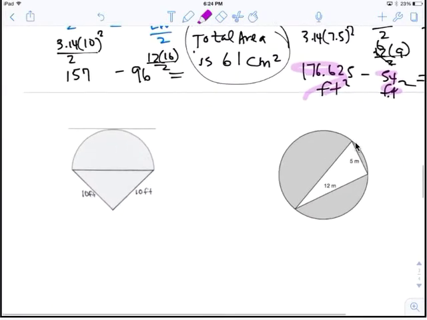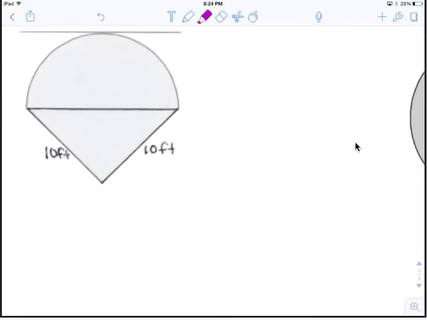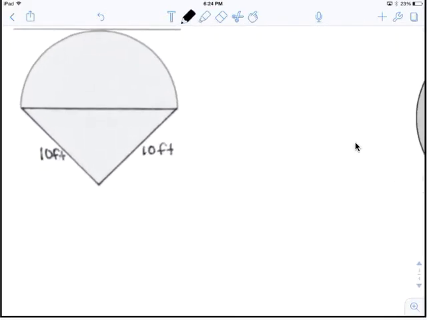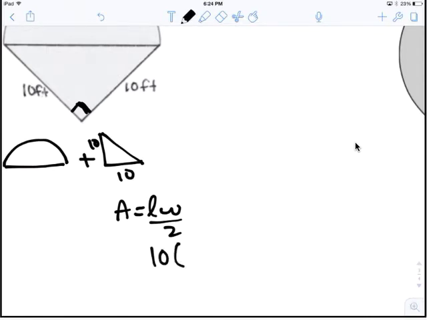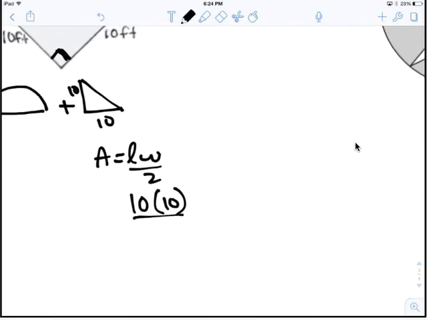Here you add them together. Plus, I forgot to put the 90-degree angle there. 10 and 10. Well, that's easy. Area equals length times width divided by 2. 10 times 10 divided by 2 is 50. Area is 50 feet squared. I'm going to add that to whatever that is.